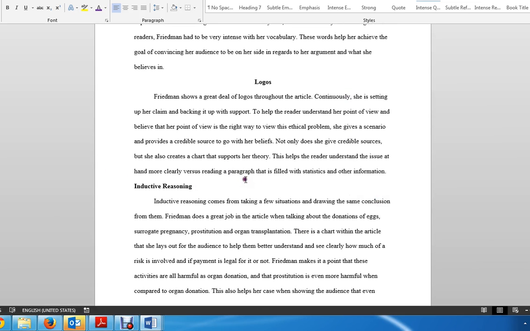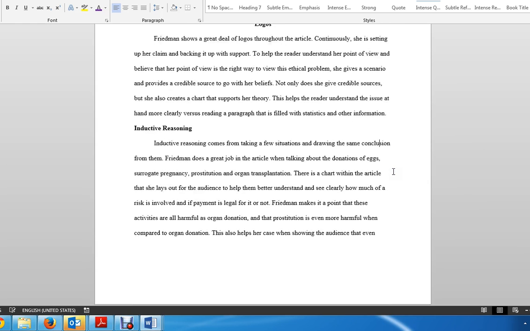Okay, moving on to logos. Friedman shows a great deal of logos throughout the article. Not only does she give credible sources, she shows or creates a chart. Okay, this is a little long. Try to make this intro for logos a little more concise.